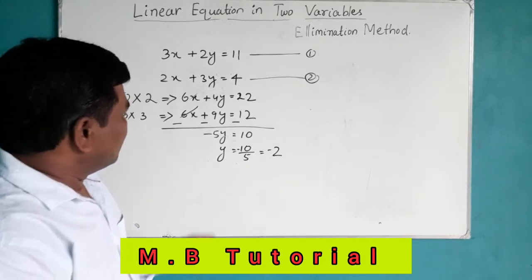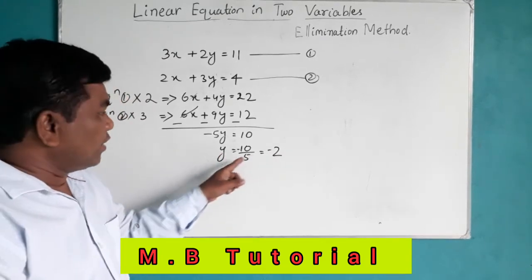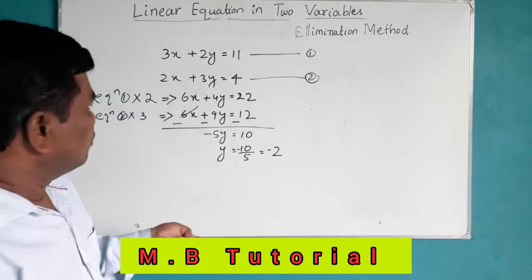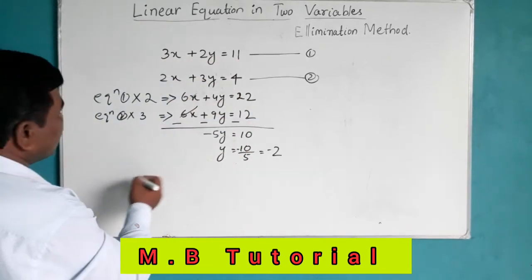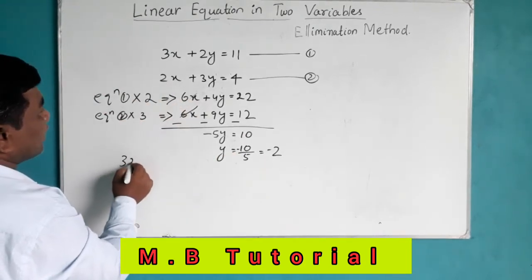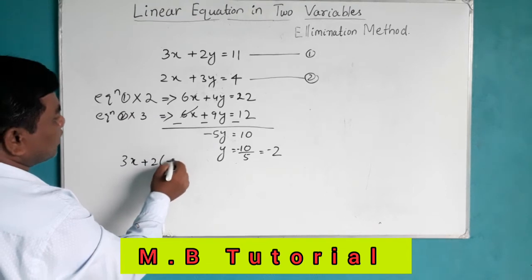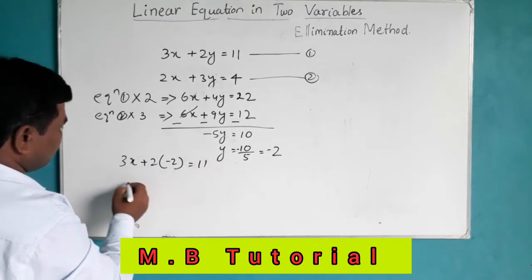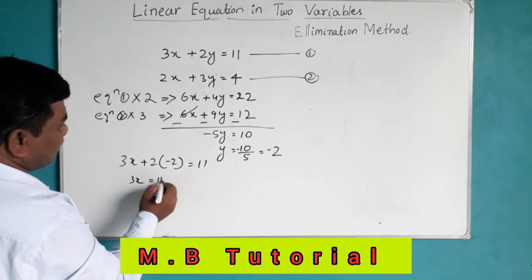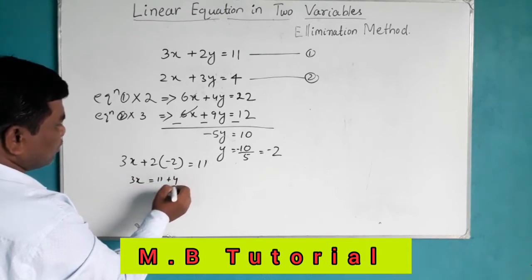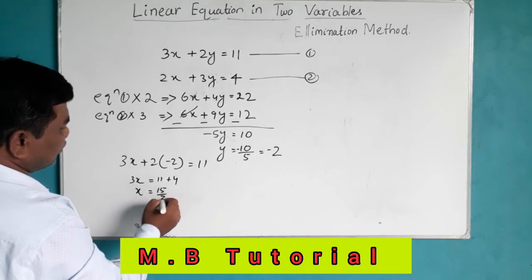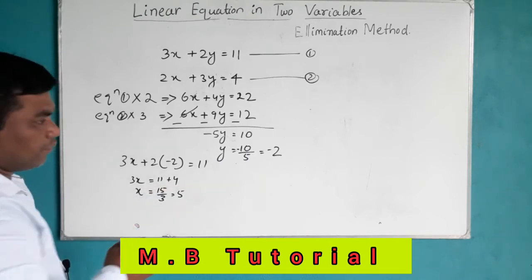Now substituting this value y equal to minus 2 in either equation 1 or equation 2, we will get the answer. Substituting in equation 1, 3x plus 2 into minus 2 equals 11. So 3x equals 11 plus 4, so x is equal to 15 by 3, which equals 5.